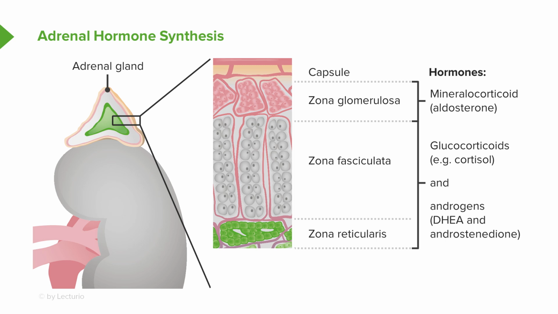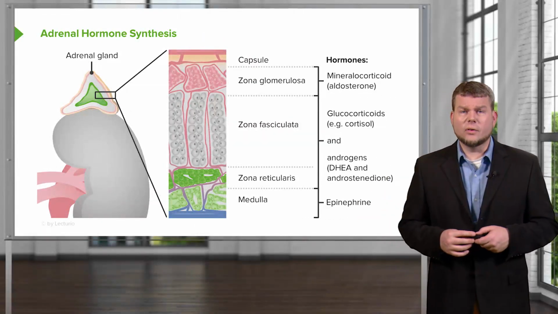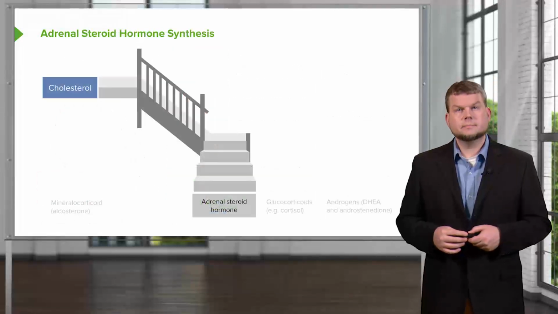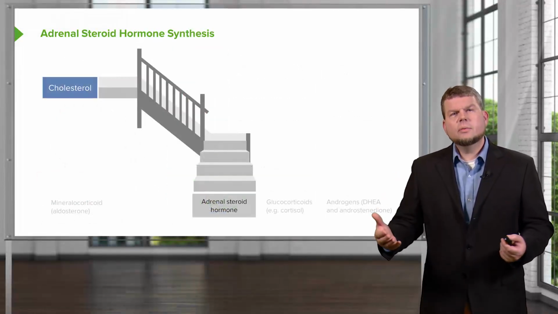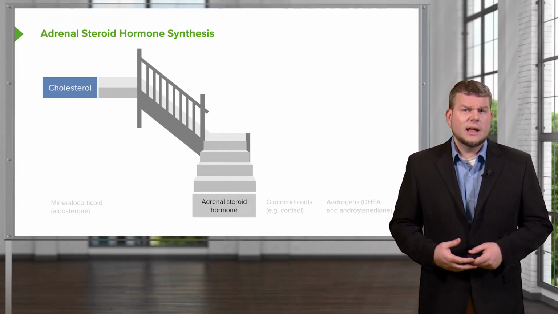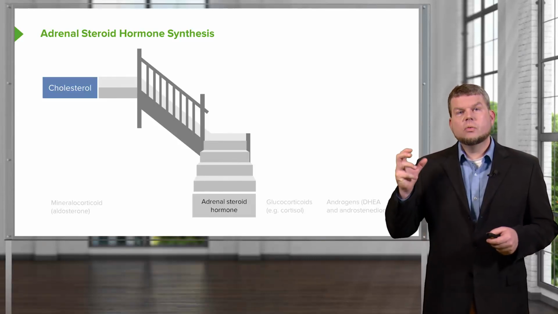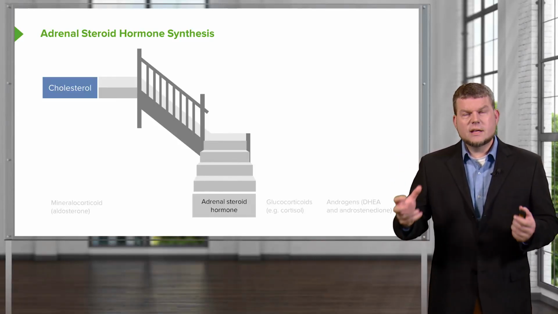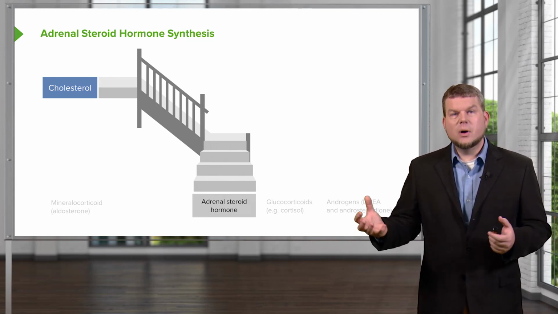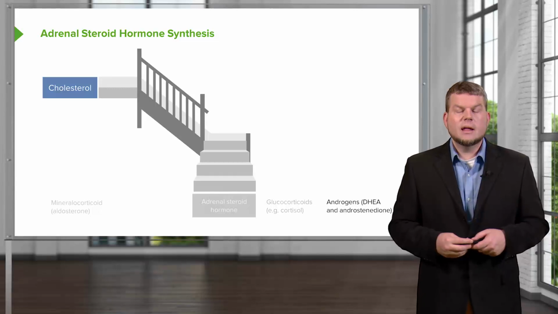Finally, if we go to our lowermost level, this is now no longer in the cortex, is the adrenal medulla. And remember, the adrenal medulla is where epinephrine is released. Now, when we talk through the synthesis pathways for adrenal steroid hormones, the biggest picture that you need to remember is you start off with cholesterol. Cholesterol is the backbone of all three of these cortex hormones.